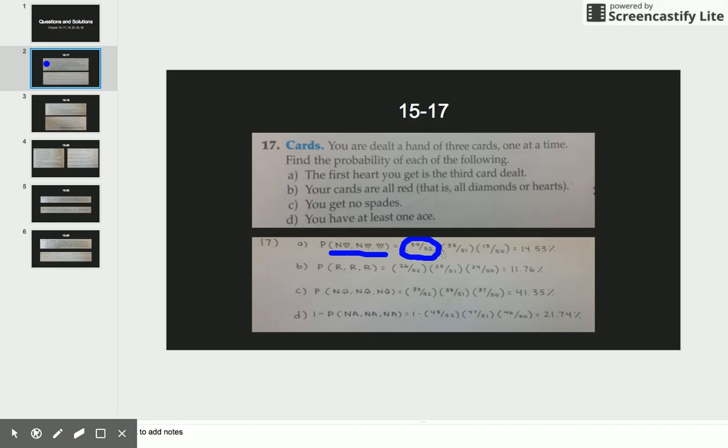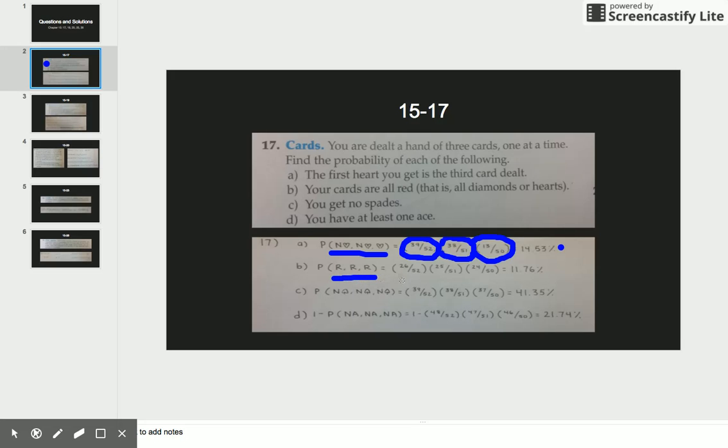The next card picked is going to be 38 out of 52 since there is now one less card that's not a heart, and there's now only 51 cards in the deck. The third card picked is going to be my heart. Finally, I get a heart. There's 13 full hearts there since one hasn't been picked before, and now there's 50 cards. I multiply all those and get 14.53.